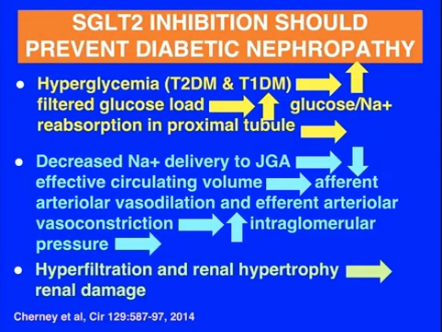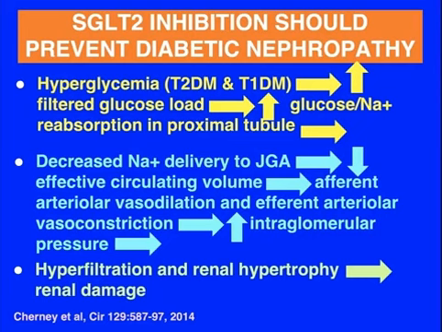So if you're a diabetic, both type 1 and type 2, you have an excess amount of glucose in the blood, so you filter more glucose. So in the proximal tubule, there's more glucose, and there you reabsorb more glucose, and importantly, you also reabsorb more sodium with it. This leads to a reduction in sodium delivery to the juxtaglomerular apparatus.